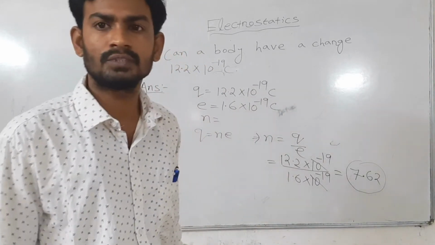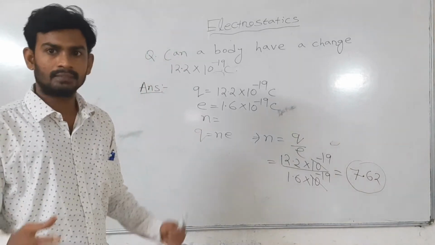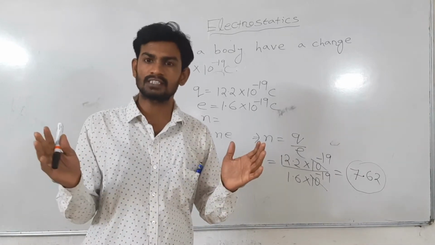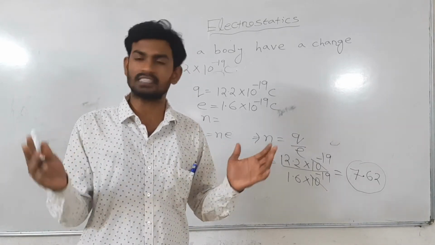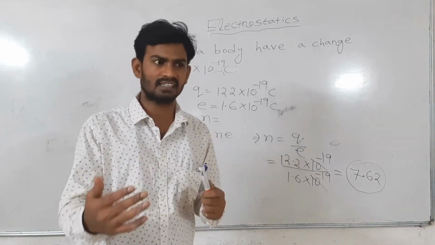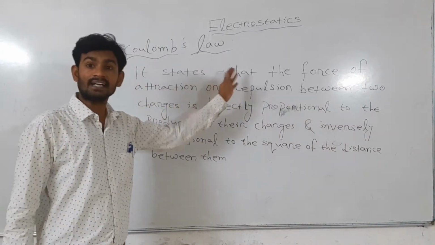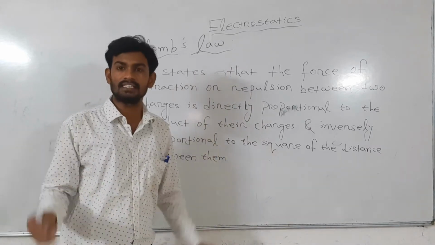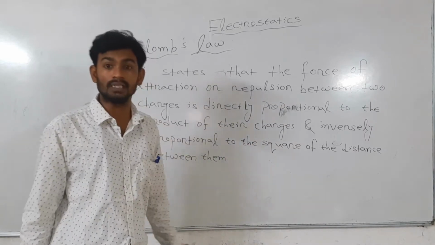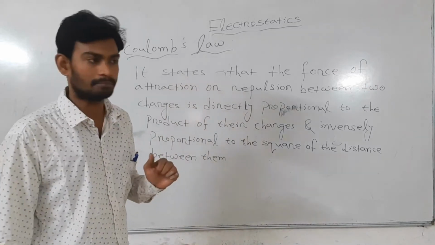Now we are going to study Coulomb's law. According to the properties of electric charges, similar charges repel each other and dissimilar charges attract each other. Coulomb's law states that the force of attraction or repulsion between two charges is directly proportional to the product of their charges and inversely proportional to the square of the distance between them.